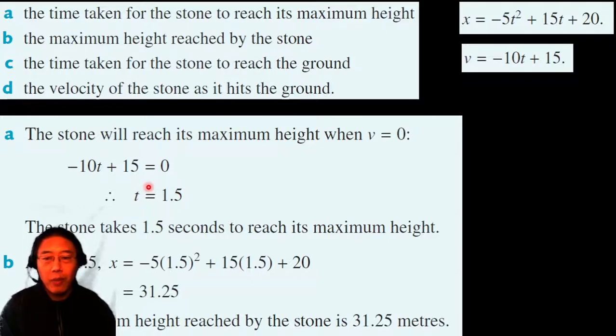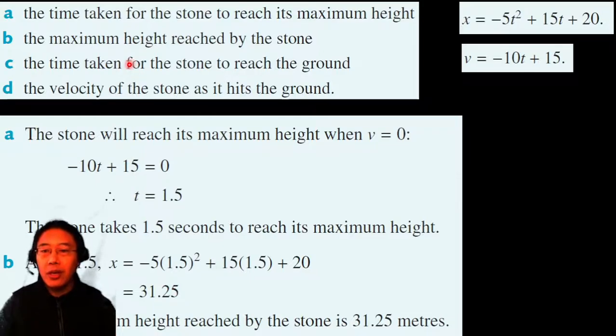Then for part B, you use this t value, substitute it into your rule over there, evaluate that, round it off, and that gives you 31.25 meters. It's positive, so it is above the height of the cliff.